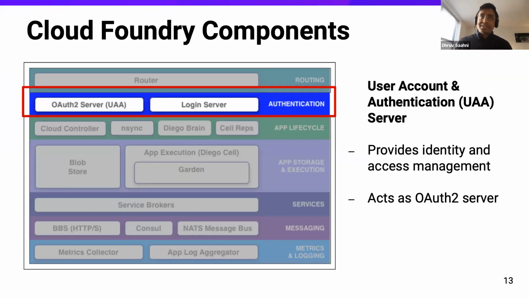The next layer is the user account and authentication, or UAA server. And this layer basically provides the identity and access management to Cloud Foundry. So anytime you actually issue a CF command, you first have to authenticate. And this is the server, or the layer, that actually does that authentication. If you want to leverage OAuth 2 for your CF apps, it also has OAuth 2 built in, so you can utilize this for OAuth 2 authorization as well.